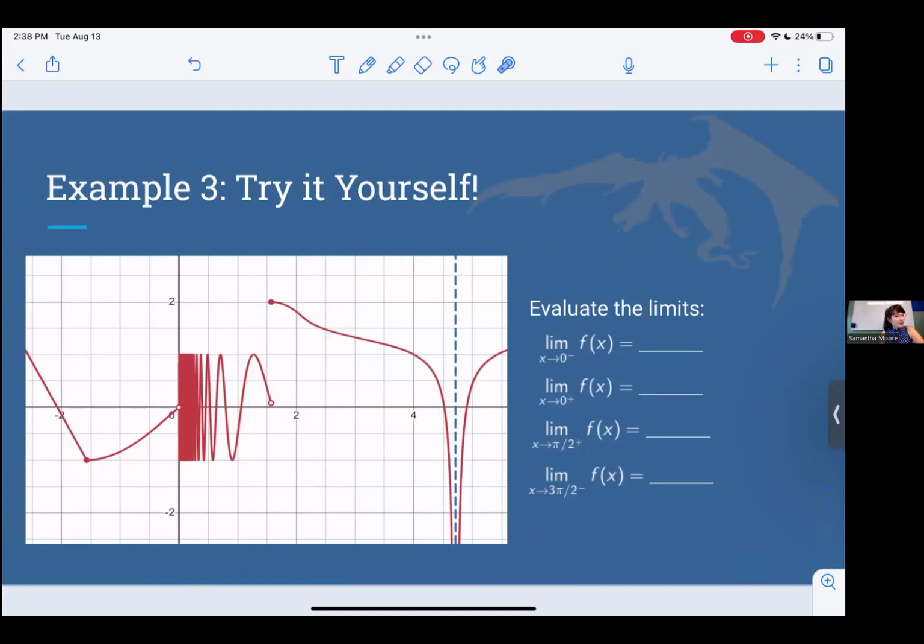All right, so it's your turn now. You're going to pause here and try a few examples. Make sure that you're paying attention to whether you're looking from the left or from the right. Go ahead and pause here and I will show you the answers in just a moment.